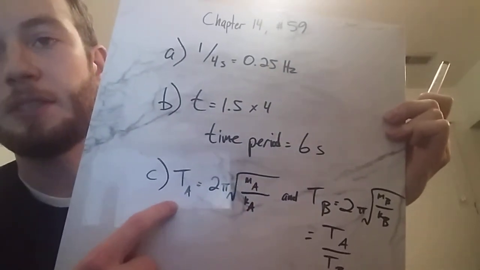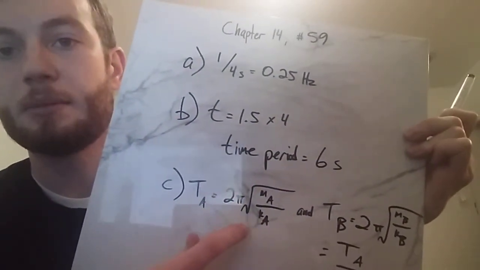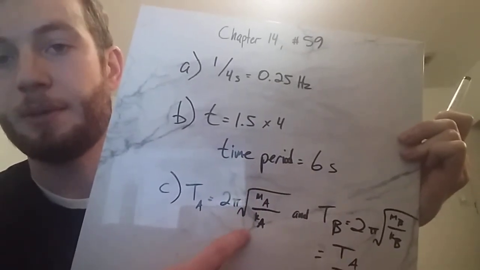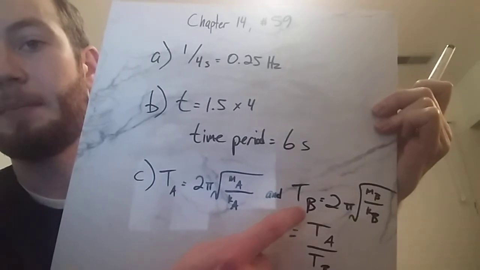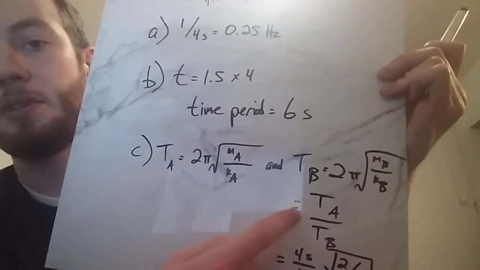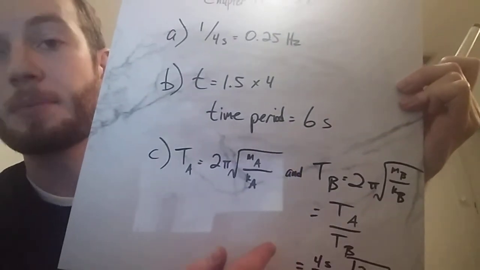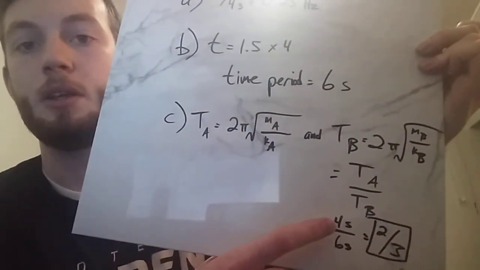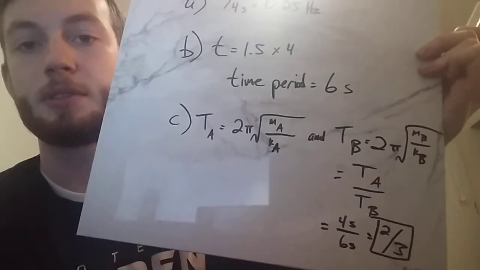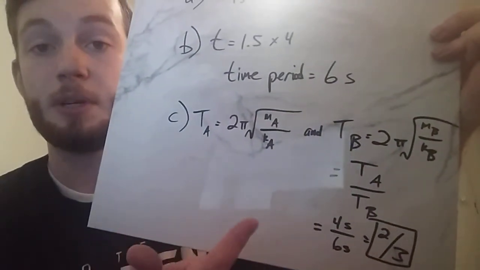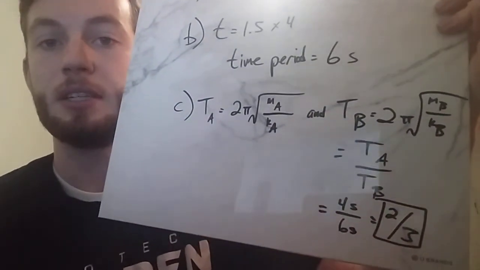So T of system A is equal to 2 pi times the square root of the mass of system A over the spring constant of system A. And then we have the same thing for system B, right? So these two equations really come out to T of A is equal to T divided by B. And so we know what our T's are for both systems, 4 seconds for system A and 6 seconds for system B. So if we divide those by each other, then our ratio of our spring constants is going to be 2 to 3.